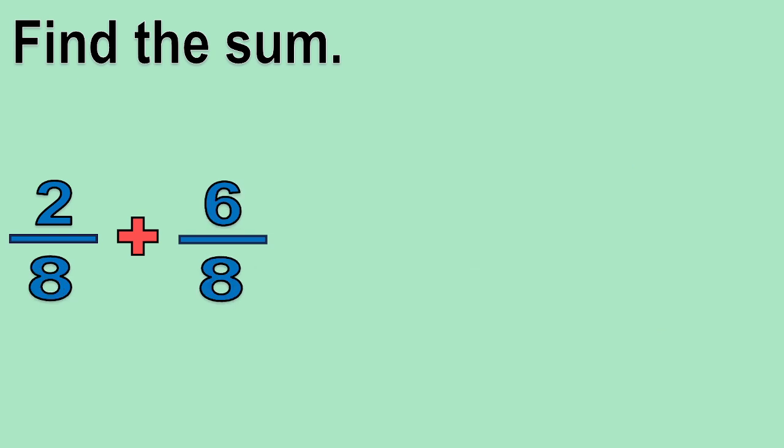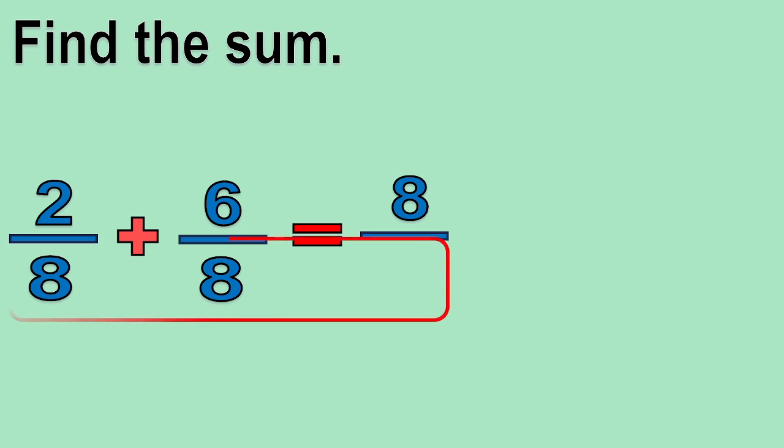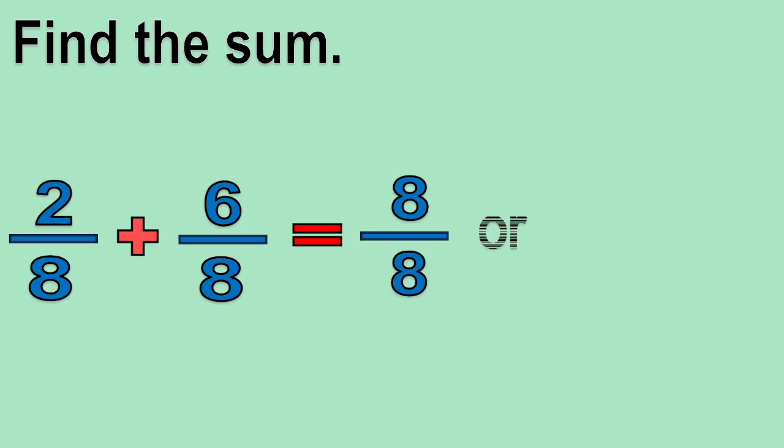Another problem. 2/8 plus 6/8. First, add the numerator. We have 2 plus 6 equals 8. Then, copy the denominator 8. So the answer is 8 eighths or 1 because 8 divided by 8 equals 1. So our final answer is 1.